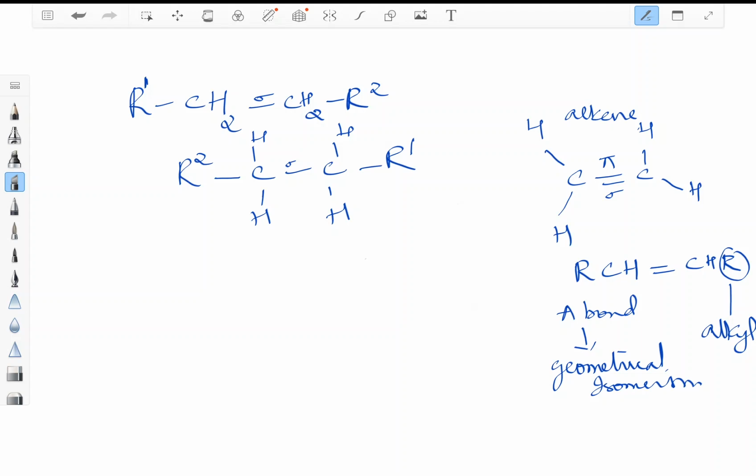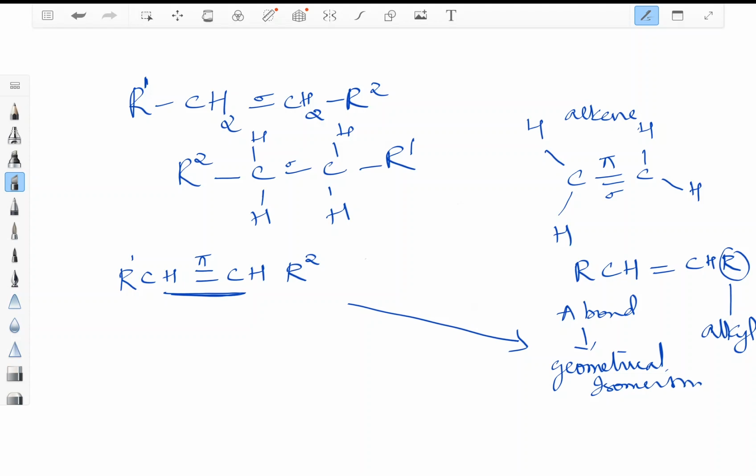But in case of RCH double bond CHR, that is an example of alkene. This one is 1, this one is 2. Presence of pi bond prevents the free rotation of the double bond. So the first thing to remember: a double bond is present, rotation would happen, but due to the presence of the pi bond, there is restricted rotation. This restricted rotation, or prevention of rotation around the carbon-carbon double bond, gives rise to a phenomenon by the name geometrical isomerism.